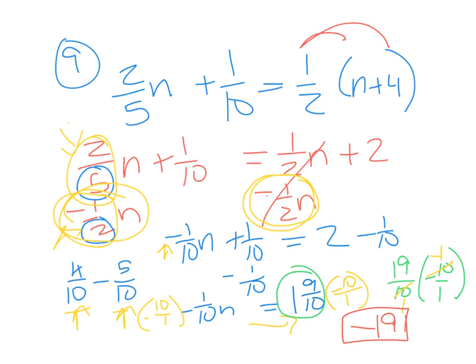You can always do this on your calculator if this gets too heavy for you. Do this right here, 1 9/10 times negative 10 over 1. You should get negative 19.